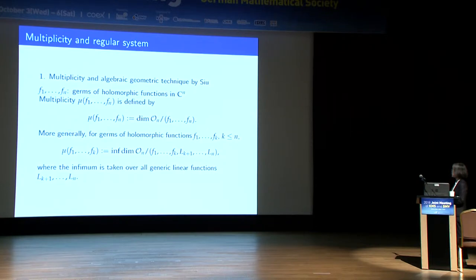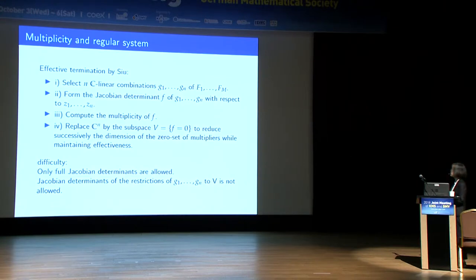And if we have fewer holomorphic functions, so if k is less than n, then we complement these functions with linear functions, and then take its multiplicity, and then take infimum, where infimum is taken over all generic linear functions. Here we can choose generic linear functions. And then this is a multiplicity of these k functions.